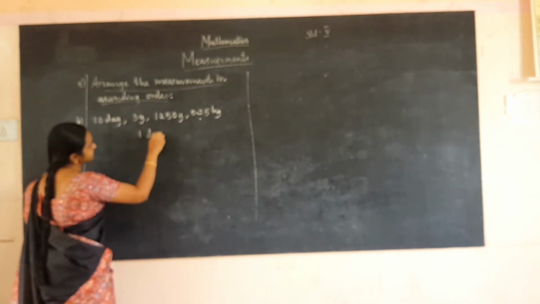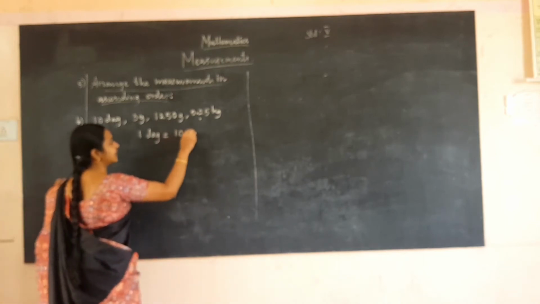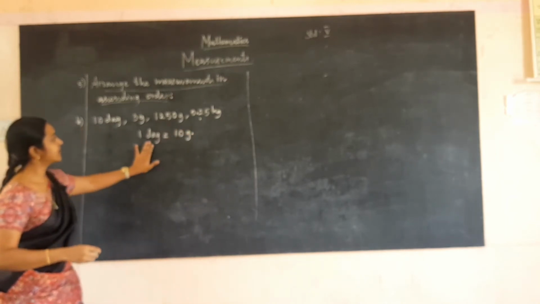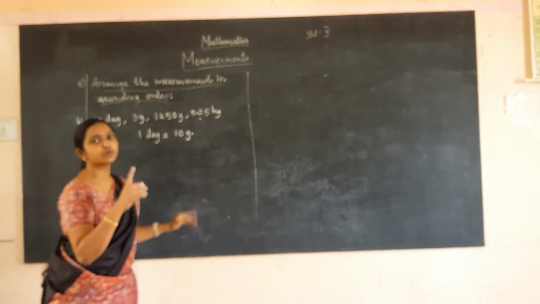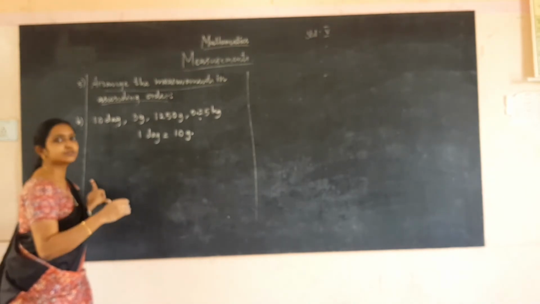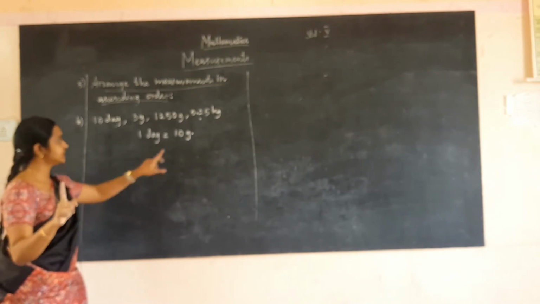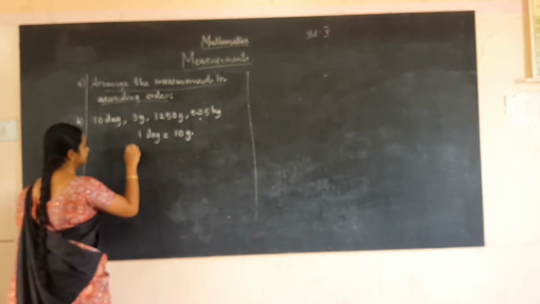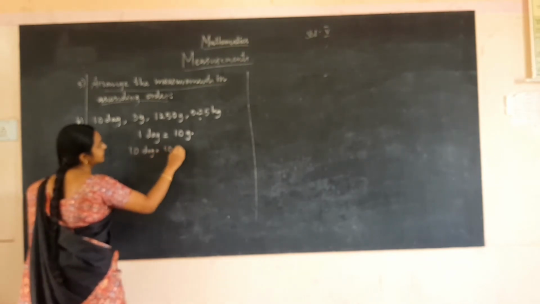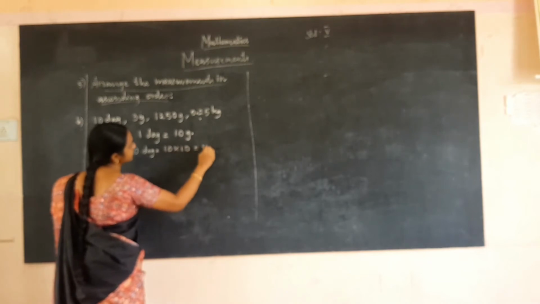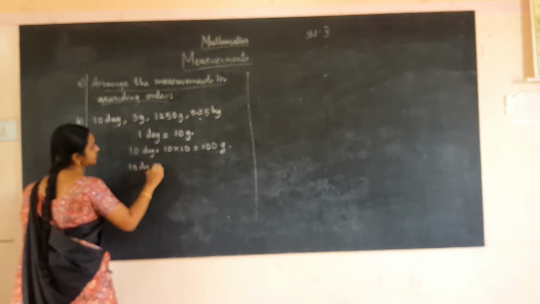1 decagram equal to 10 grams. Decagram is a larger unit. We are going to convert larger to smaller, so we have to multiply. We are going to move one place, so we have to keep it as 10. Then for 10 decagram, we have to multiply it with 10. 10 into 10 is 100. So 10 decagram is equal to 100 grams.